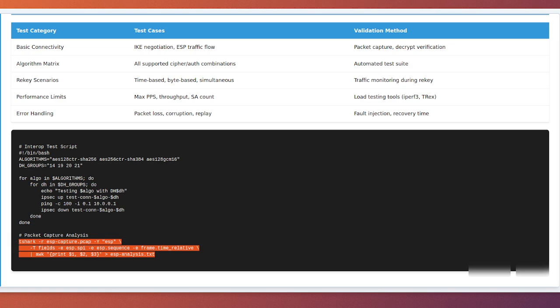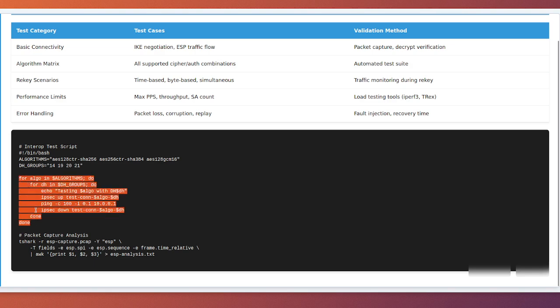Algorithm negotiation testing ensures that both endpoints can successfully negotiate compatible cryptographic algorithms. Test the full matrix of supported algorithms, including different AES key sizes, authentication algorithms, and Diffie-Hellman groups. Document any combinations that fail and investigate whether it's a configuration issue or a true incompatibility. Some implementations may advertise support for algorithms they don't actually implement correctly, leading to negotiation success but traffic failures.